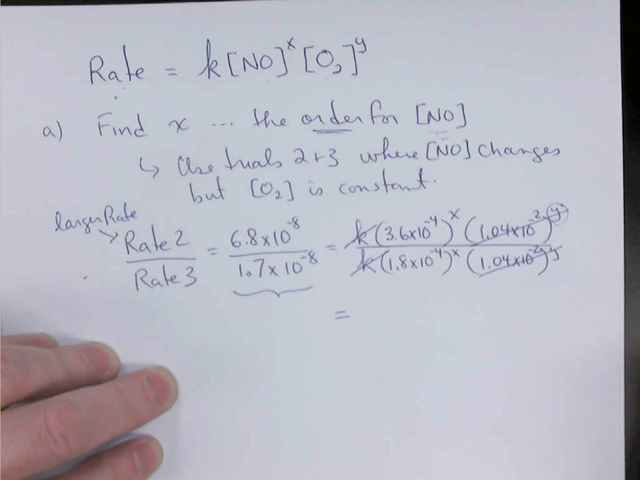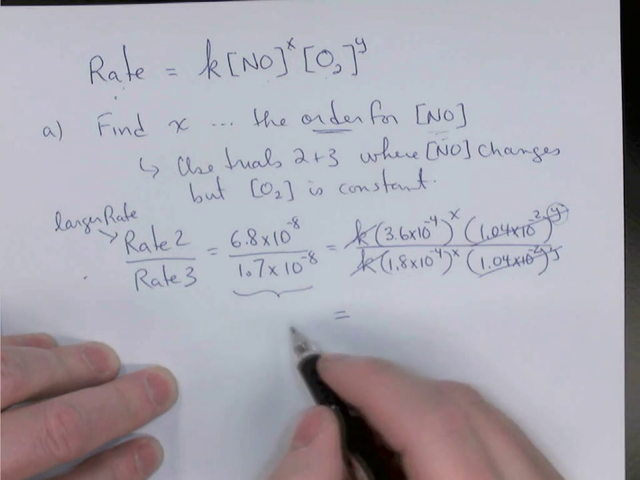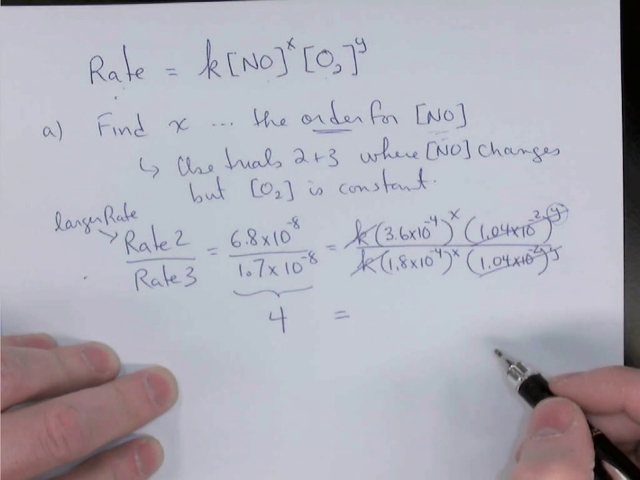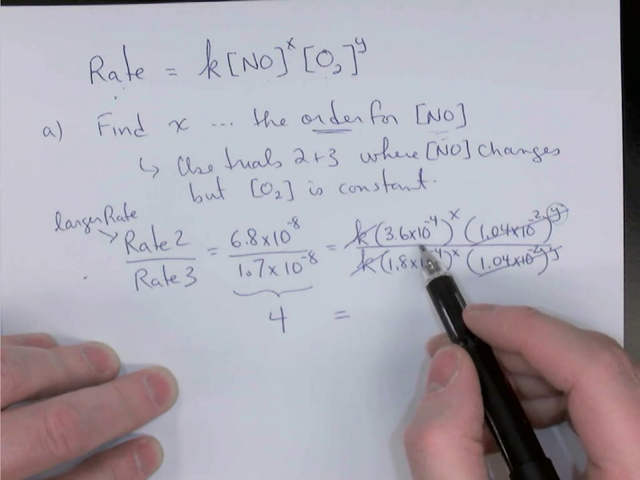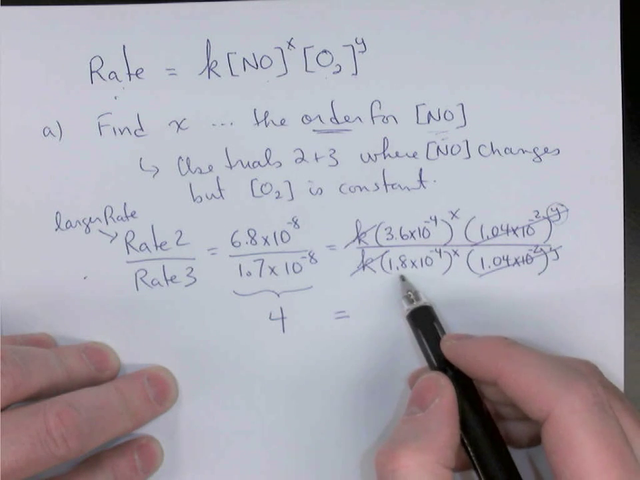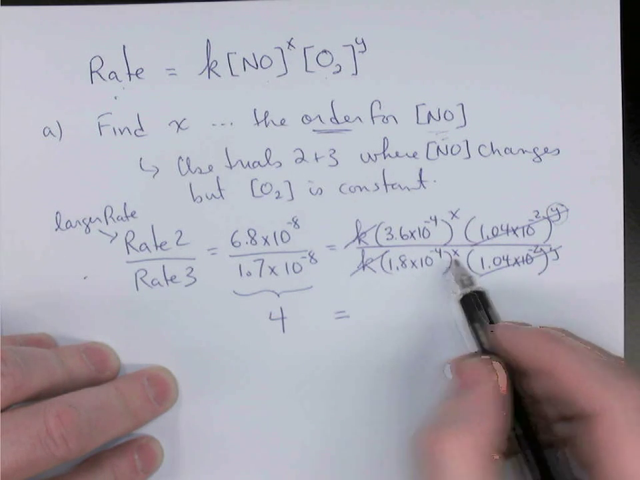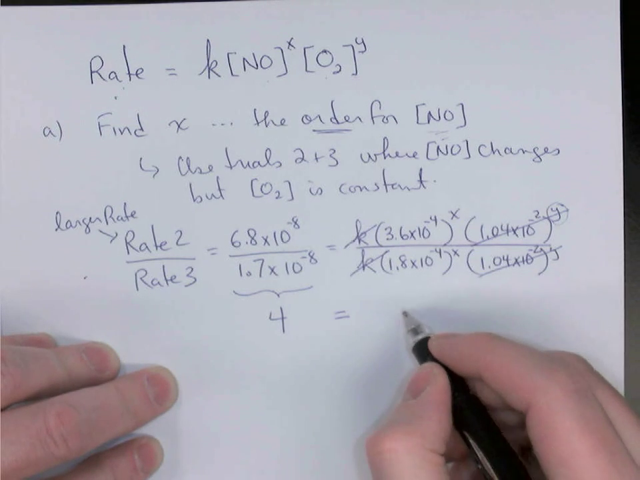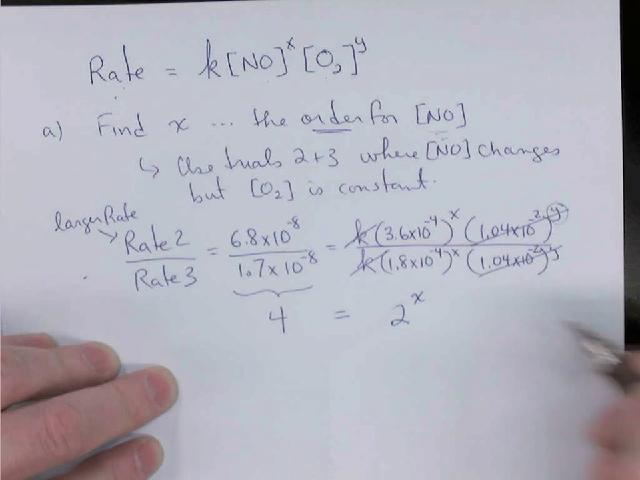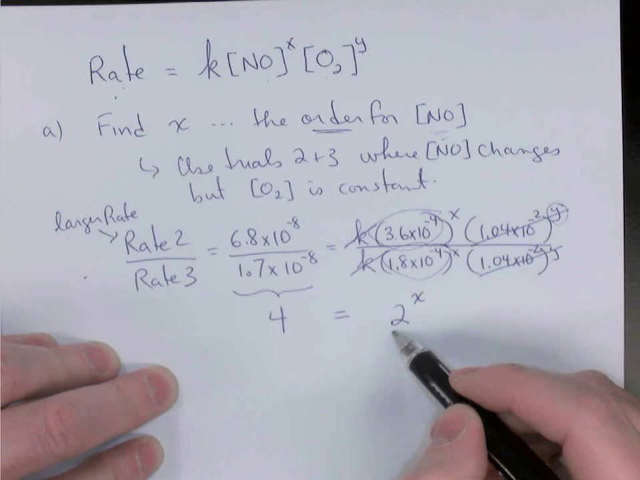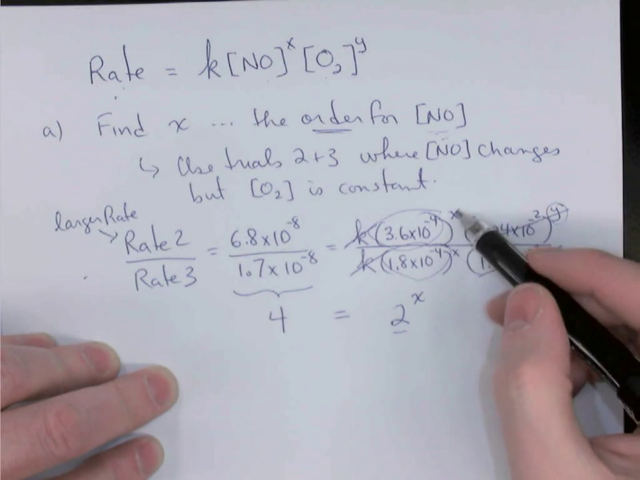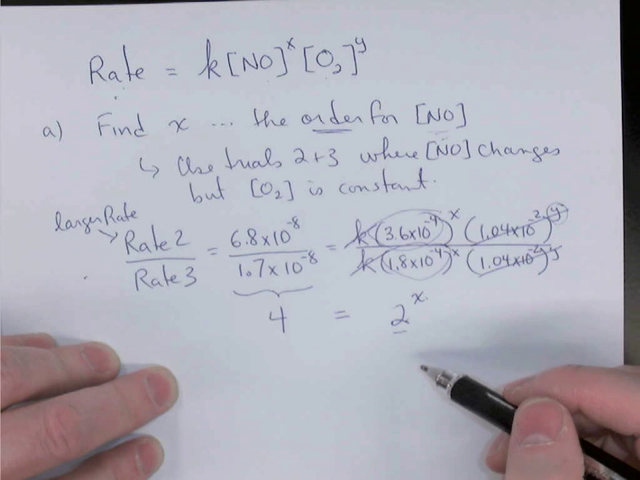On the left side of that statement, 6.8 times 10 to the minus 8 divided by 1.7 times 10 to the minus 8. If you grab a calculator, you'll see that that equals 4. On the right-hand side, 3.6 times 10 to the minus 4 to the power of X divided by 1.8 times 10 to the minus 4 to the power of X gives me 2 to the power of X. All I did there is take the numbers and divide them to get 2, and because the numbers were raised to the power of X, 2 is raised to the power of X as well.